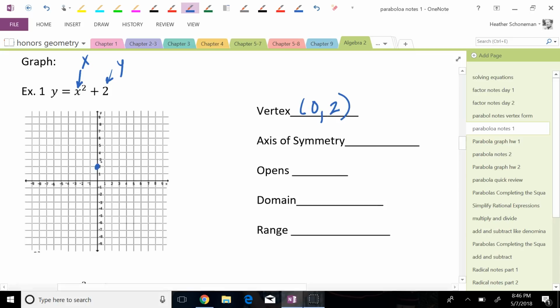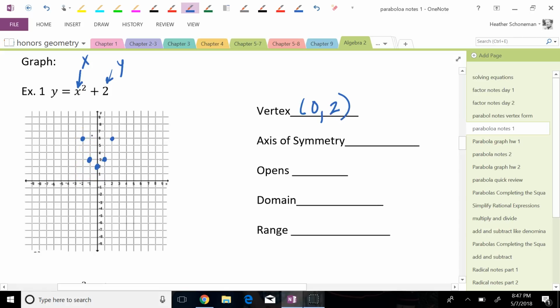But when I go over one space, 1 squared is 1. So when I go over one space to the right, I'm going to go up 1, and when I go one space to the left, I'm going to go up 1. Now, this time I want to go over 2 spaces. Well, 2 squared is 4, so I'm going to go 2 to the right and up 4, and 2 to the left and up 4.